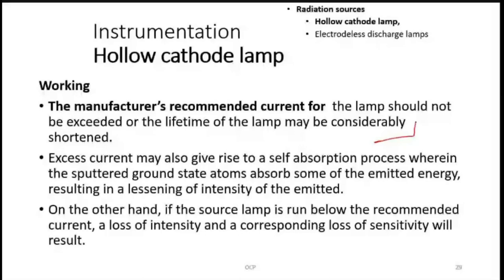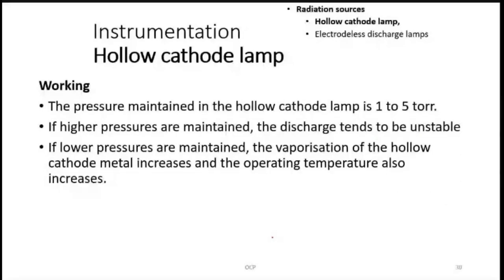On the other hand, if the source lamp is run below the recommended current, the loss of intensity and the corresponding loss of selectivity will also result. The pressure within the lamp is also critical. The pressure maintained in the hollow cathode lamp is 1 torr to 5 torr. If higher pressure is maintained, the discharge tends to be unstable because there are too many atoms of the argon and there is too much current flowing. So there is again a problem. If lower pressure is maintained, the vaporization of hollow cathode material increases and the operating temperature also increases.